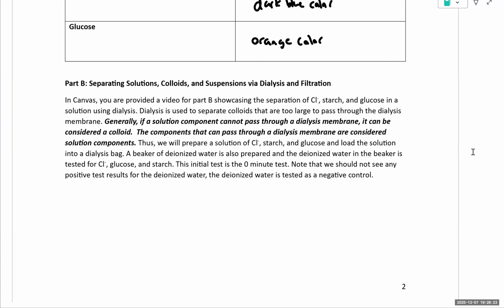So what we're going to do is make a solution containing chloride, starch, and glucose, and load this solution into a dialysis bag. A beaker of deionized water is going to be prepared, and we're going to test the deionized water in this beaker for chloride, glucose, and starch. This is known as the 0-minute test. Note, because we just put deionized water in this beaker that we prepared, we should not see any positive test results for the deionized water. The deionized water in the beaker is just used as a negative control.